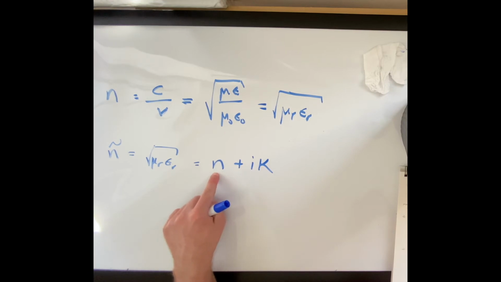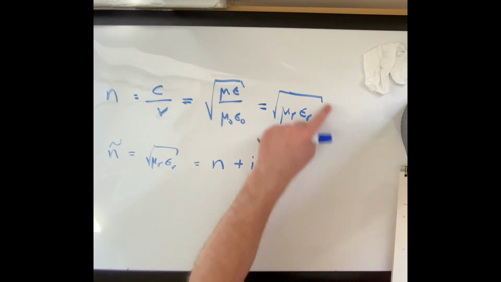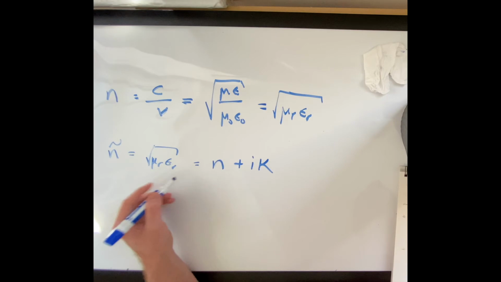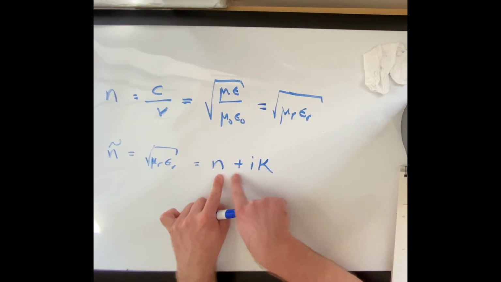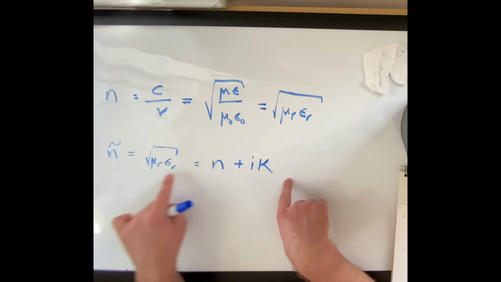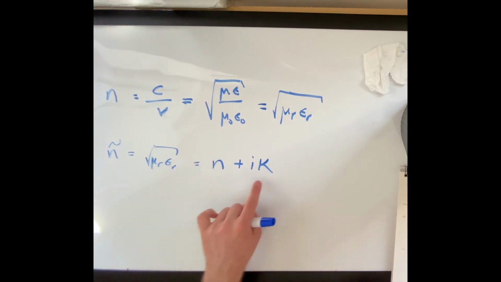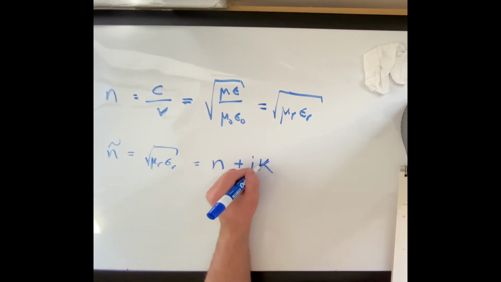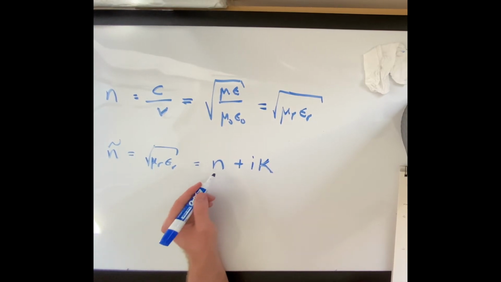n is the real part of this. Obviously, because I'm writing it as something plus i something, this is by definition the real part, and kappa is by definition the imaginary part. This is not k, remember, this is kappa. It's a Greek letter. n is still just c over v for a real number.